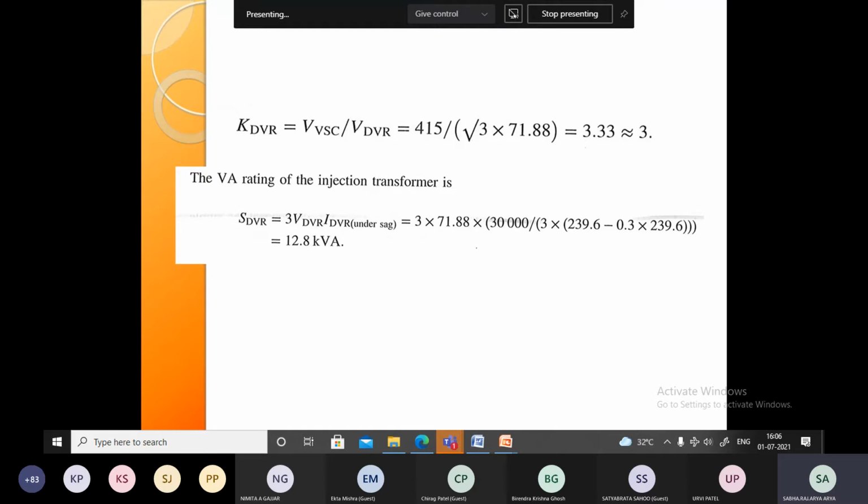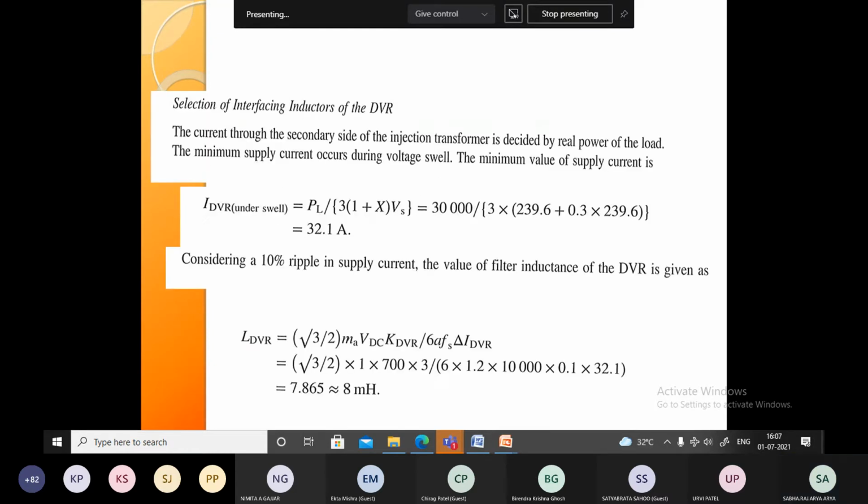How can we find out the VA rating? 3 VDVR into IDVR. Just multiply here and there. You will get near to 12.8 kVA rating. Selection of the interface inductor: how can we select it? For that we can use this formula. LDVR equals root 3 into root 3 divided by 2 into MA VDC K divided by 6 A FS del IDVR. All those values you can put here. We will get near to an 80 millihenry inductor.